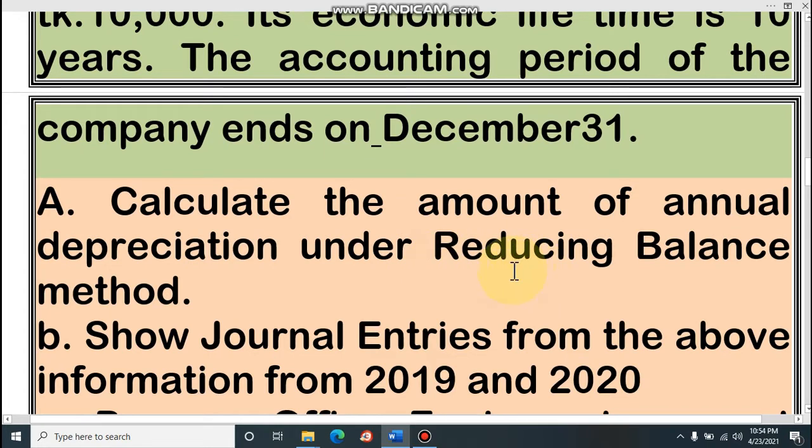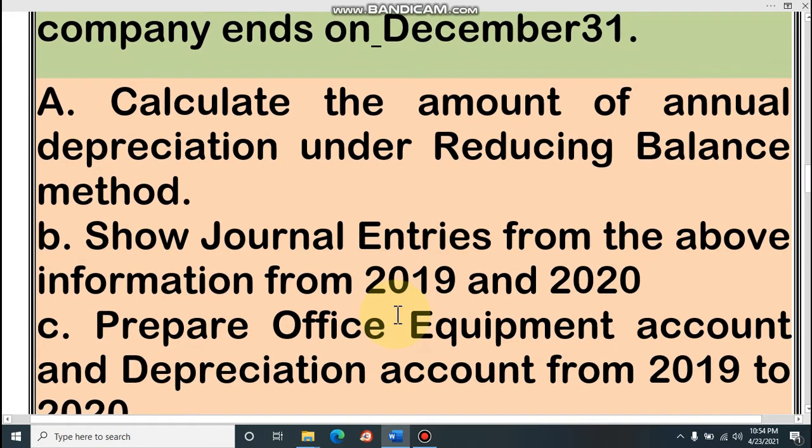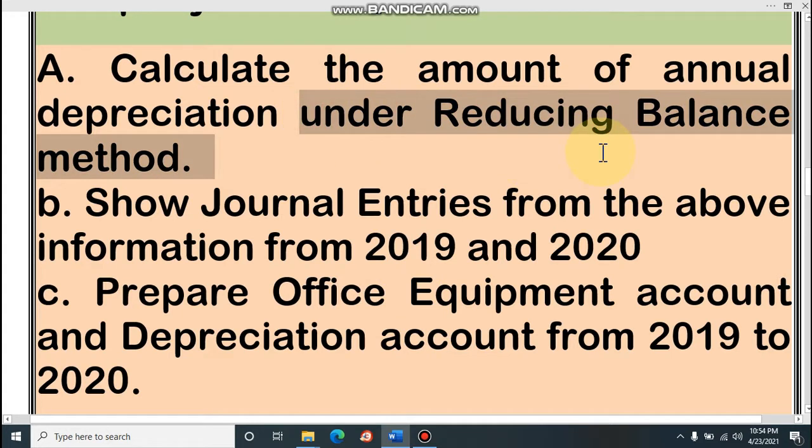We have to show the journal entries from the above information, and we have to prepare the office equipment account and depreciation account for 2019 and 2020. Dear student, you know that last class we discussed the straight line method and today we will discuss the reducing balance method. Another name of this method is diminishing balance method. Both are the same.